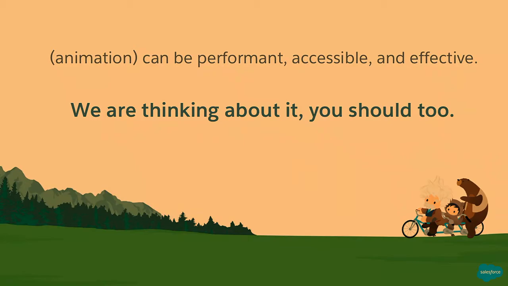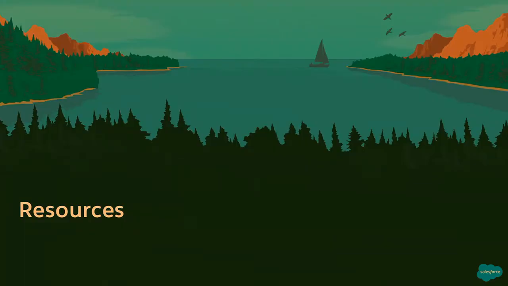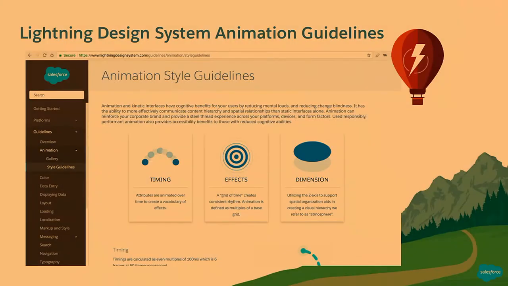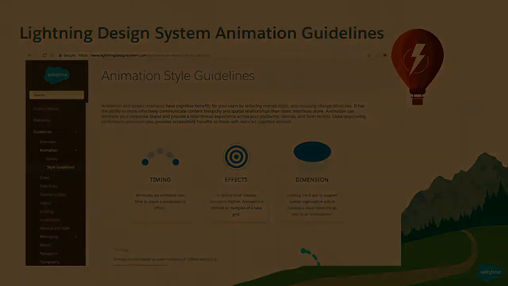We are thinking about animation here at Salesforce. We are building it to be performant, accessible, and effective, and you should too. Here are some resources to help you on your journey to bring animation into your product. The first is the Lightning Design System animation guidelines. Visit lightningdesignsystem.com to explore our gallery, our timing effects and dimension guidelines, and see what you can do to bring animation into your product. After this, also feel free to head over to Camp Design and see some of our animation stations and talk to people about what we're doing at Salesforce.